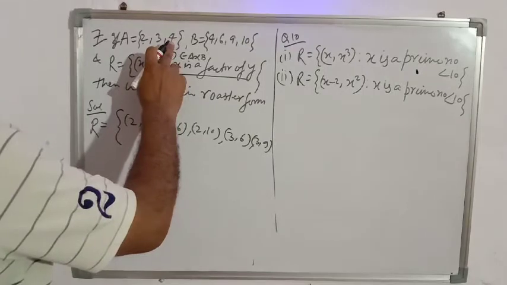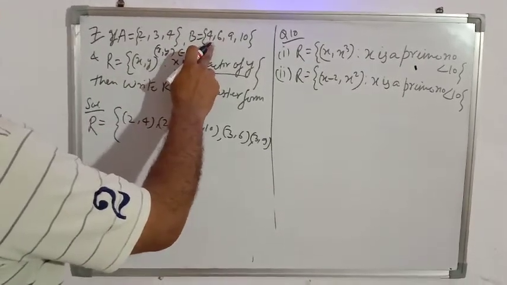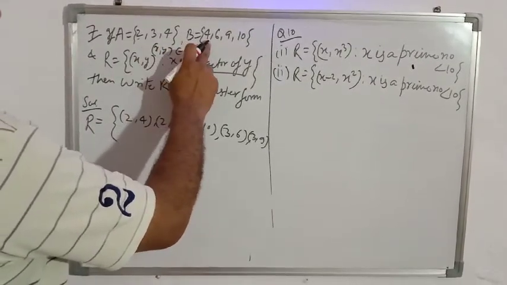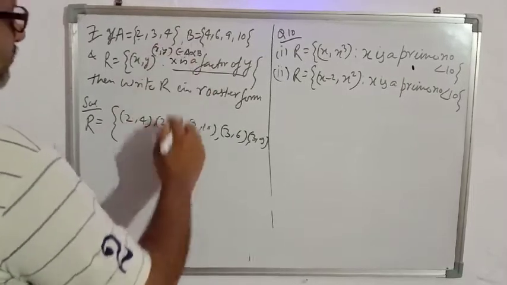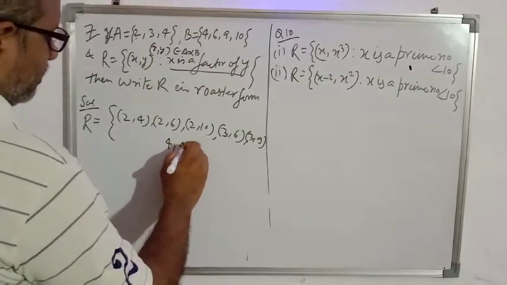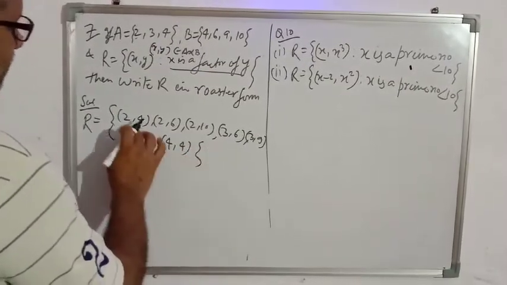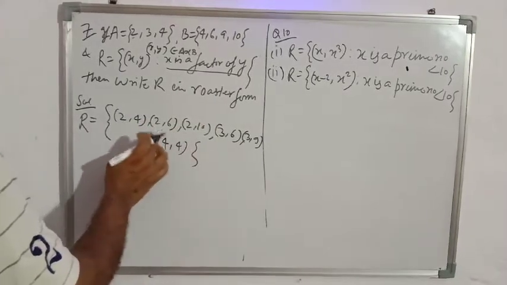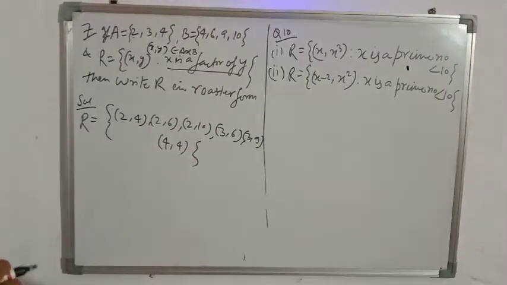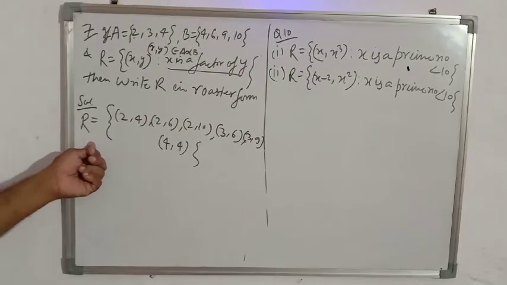Next, 4 is related to only 4, since 4 is a factor of 4. So (4, 4). We have to write these ordered pairs separated by commas in curly brackets. It is the roster form of the relation set.